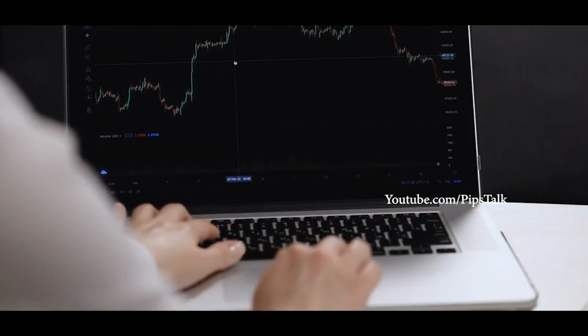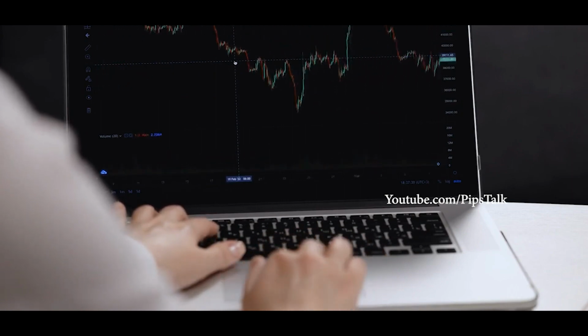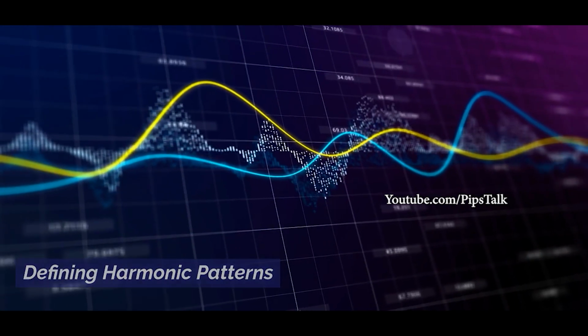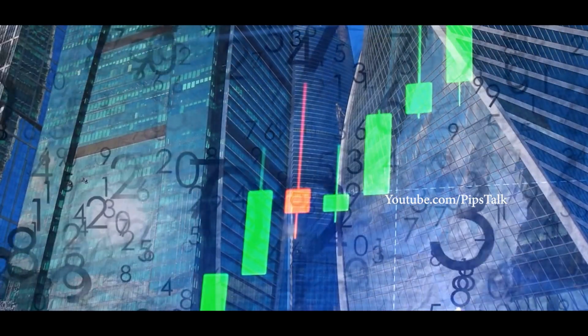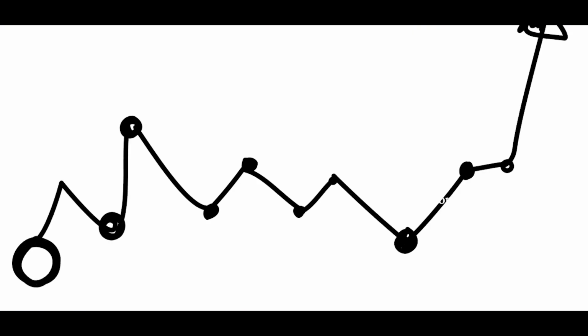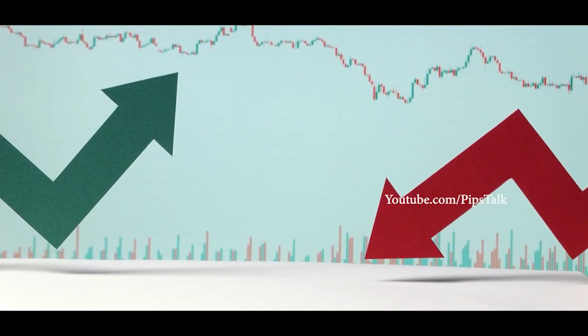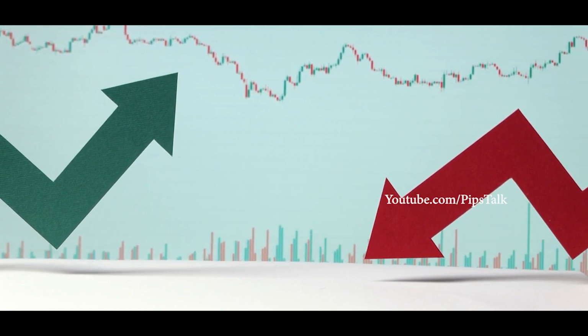Before we dive into specific patterns, let's lay the groundwork by understanding what harmonic trading patterns are. Defining harmonic patterns. Harmonic trading patterns are intricate chart patterns that occur naturally in financial markets. These patterns are a result of price and time symmetry, representing potential trend reversal or continuation zones. They are primarily based on Fibonacci ratios, which provide a roadmap for traders to anticipate price reversals.